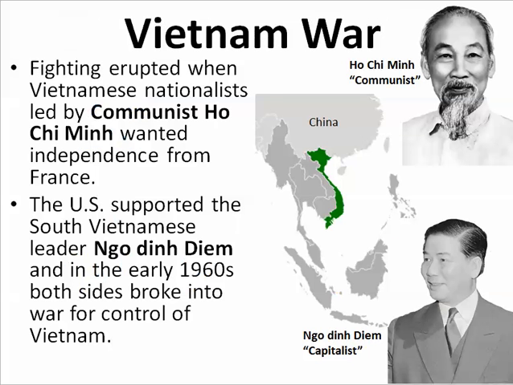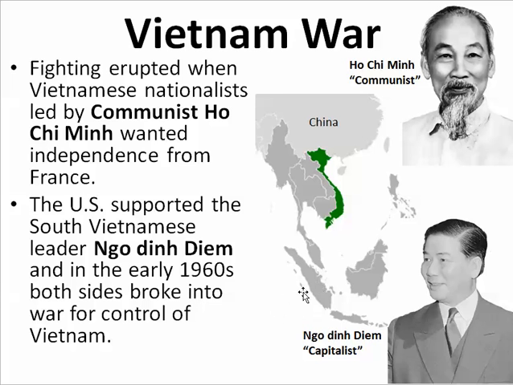Alright, so in the 1950s, 1954 I believe it was, Ho Chi Minh here was a communist that wanted to take control over Vietnam. And Ngo Dinh Diem here was a capitalist who also wanted to control Vietnam. So there was a problem between these two guys over the control of Vietnam.